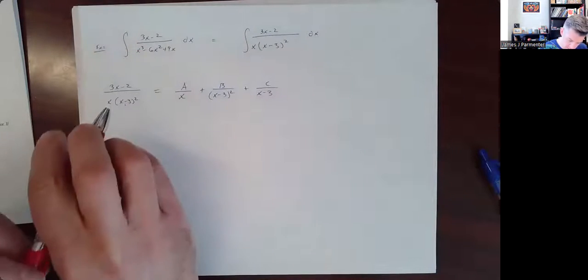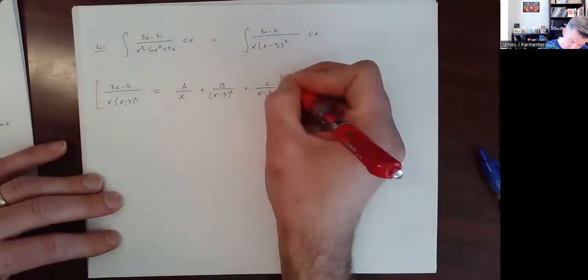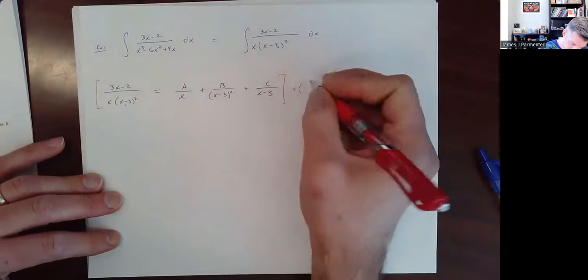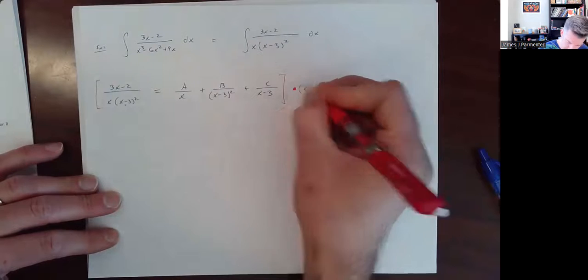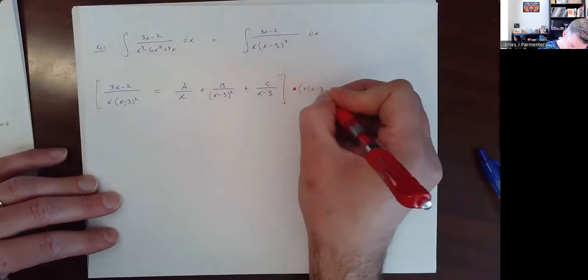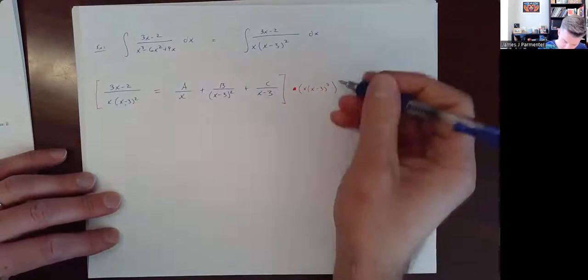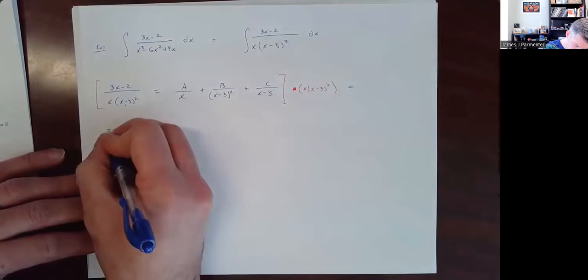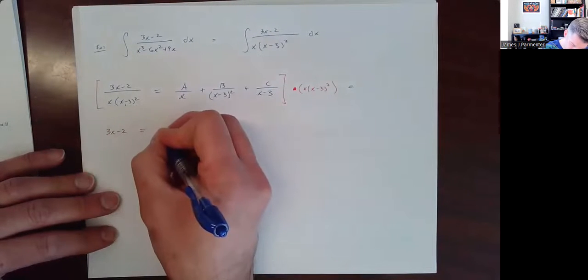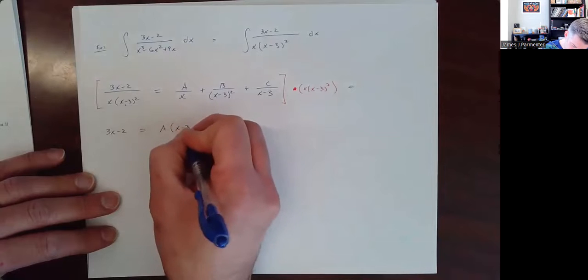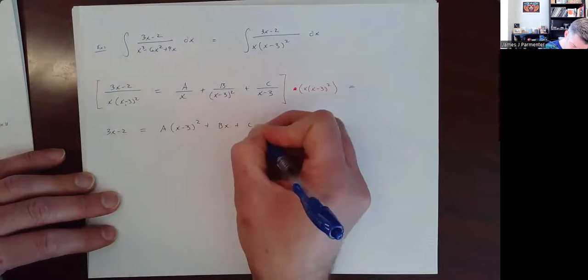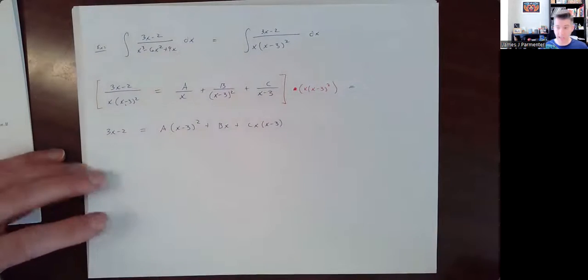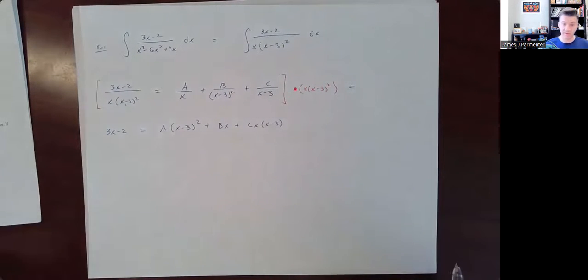Then multiply both sides of this equation by x times x minus 3 squared. Then we're going to get 3x minus 2 on the left equal to a times x minus 3 squared plus b times x plus c times x times x minus 3. And again, just like before, we're going to use a convenient value of x.